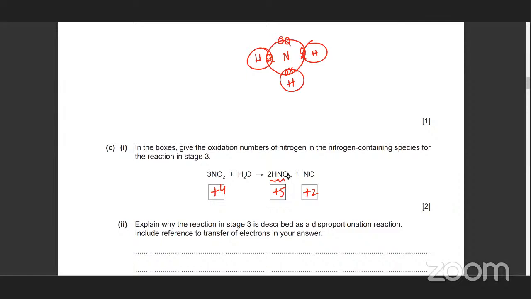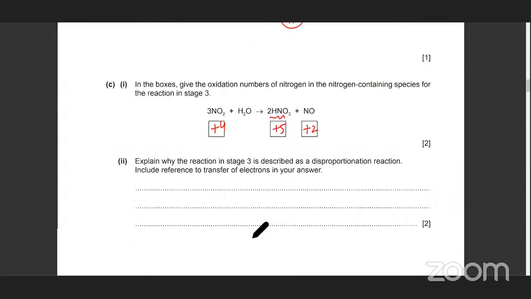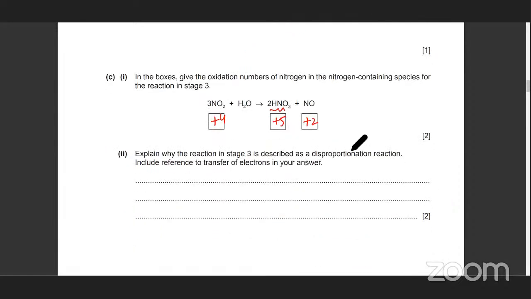Then the next part is: explain why the reaction in stage 3 is described as a disproportionation reaction. Include reference to transfer of electrons in your answer. So why is this a disproportionation reaction? Because the same element, disproportionation is the same element, is getting oxidized and reduced.